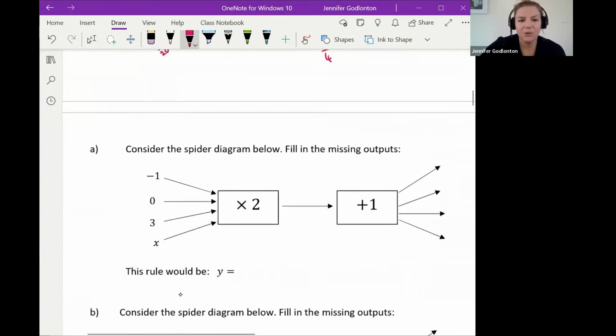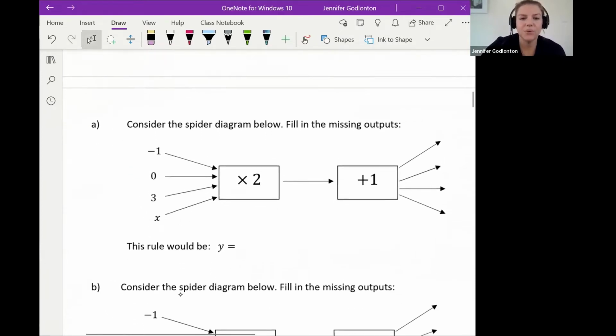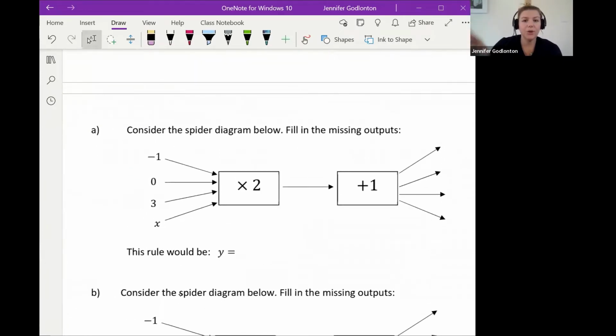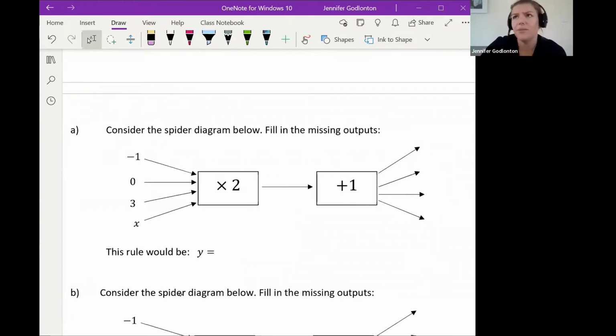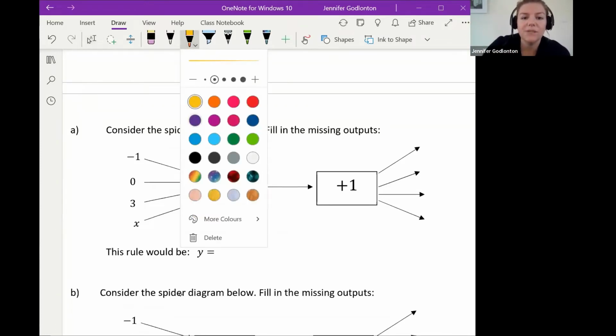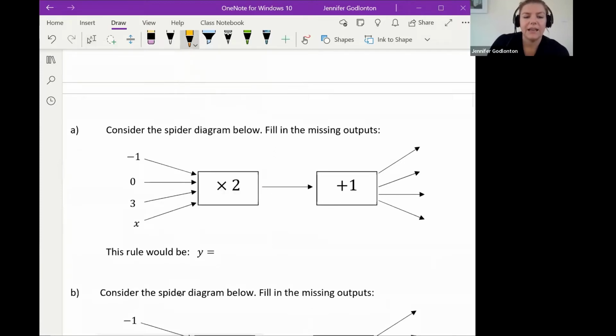To get started, we're just going to briefly talk about how processes work. This is called a spider diagram. A spider diagram is just a fancy way of following a mathematical process. Lots of you would have done this in junior school. We're going to be taking it a step up. So a spider diagram is saying that if I have a number, this is my input over here.